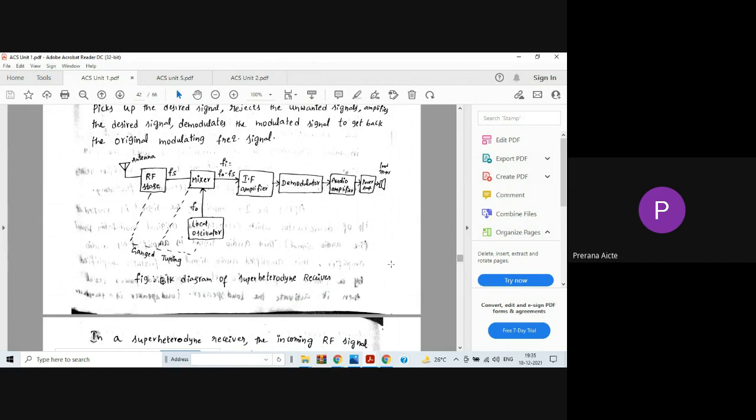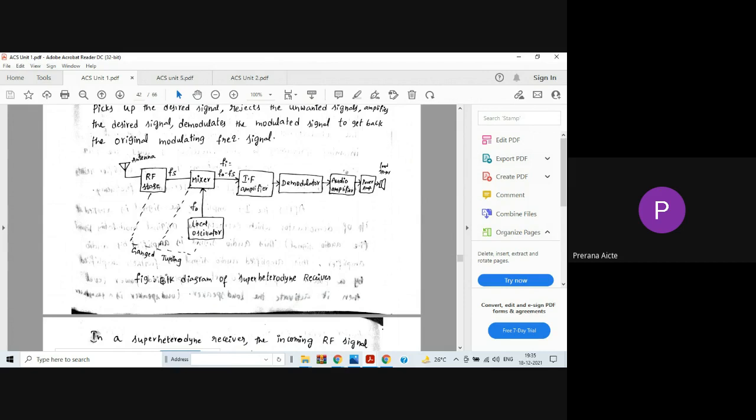Suppose we are applying an incoming signal frequency and a local oscillator frequency; the difference should be equal to the intermediate frequency of the AM receiver. Only then can it receive the signal. Then it is applied to the IF amplifier. What is that IF amplifier?